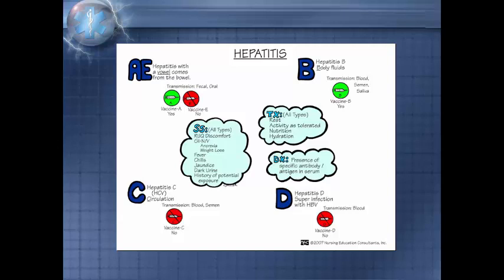Alright, hepatitis B is bodily fluids, blood, semen, and saliva. There is a vaccine. In fact, if you work in the healthcare field, you should have this series of 3, and you should get your titers drawn pretty frequently.